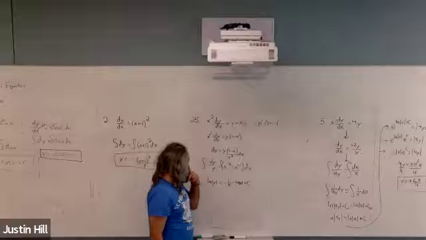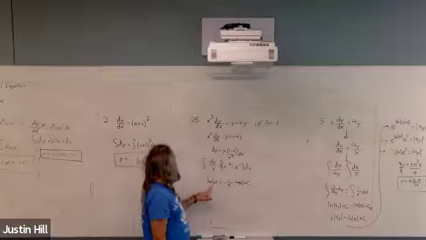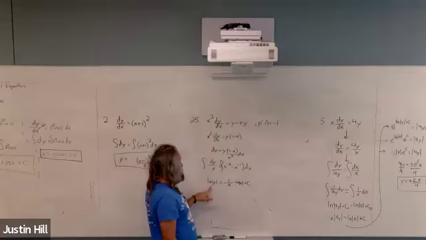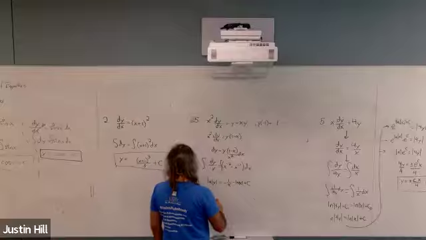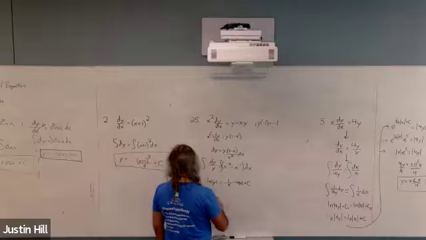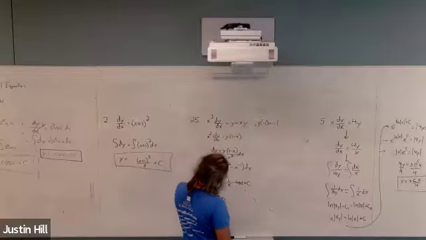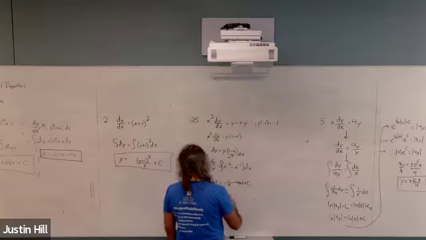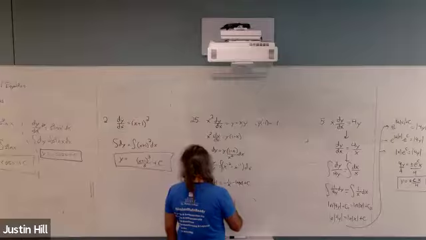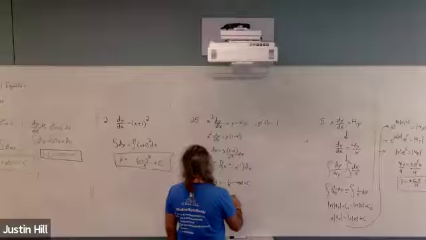And then, like we've done on several of these now, I'm going to reform this. I'm going to get the y by itself by essentially rewriting it as an exponential. So we're going to get y equals e to the negative 1 over x minus the natural log of x plus c.